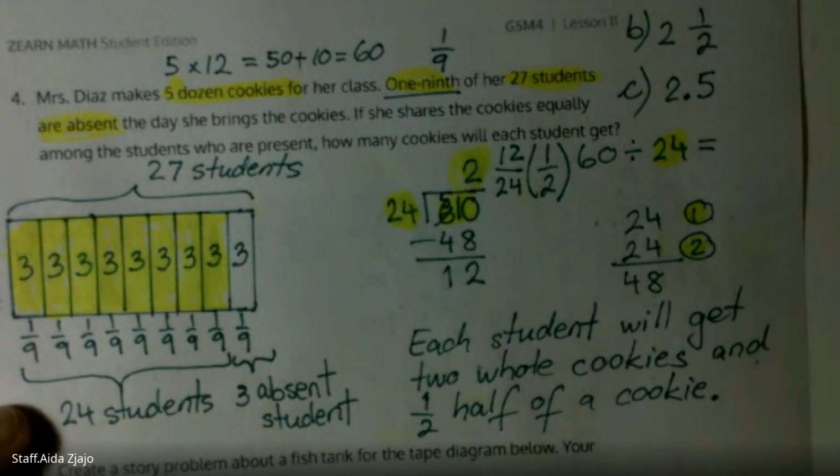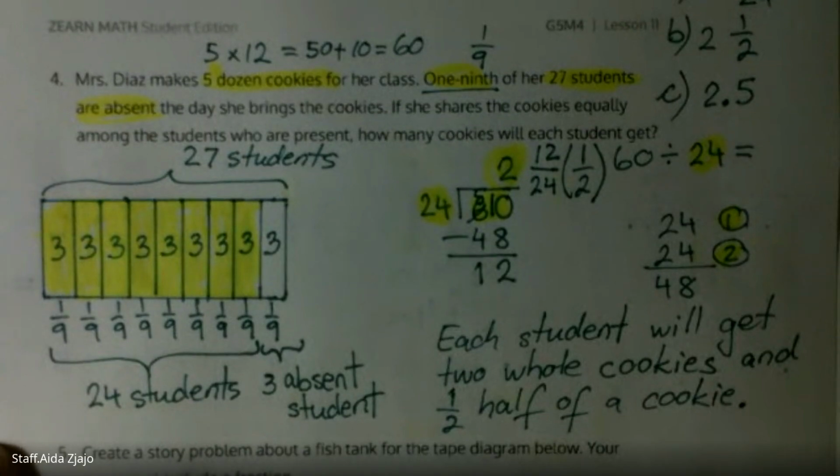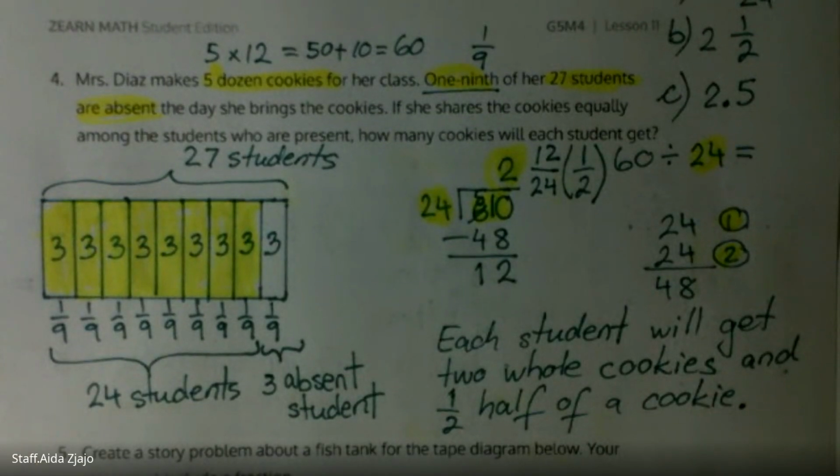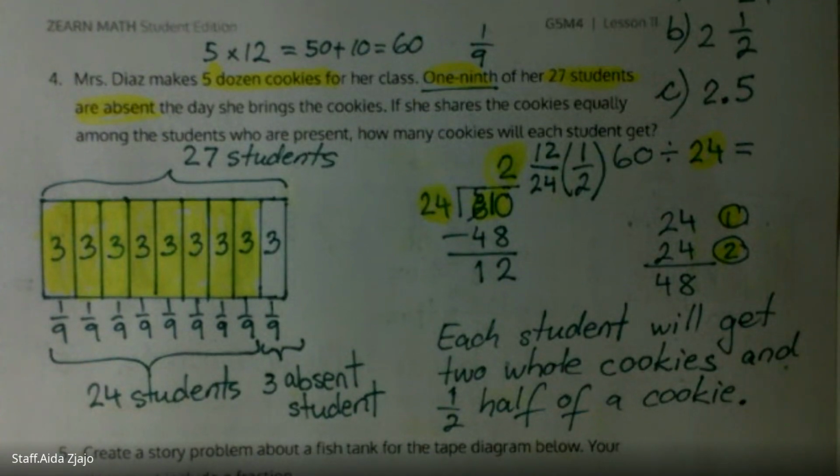One half of a cookie. Okay, that's it. That is number 4. And then the last one says about creating a word problem that you can write about.